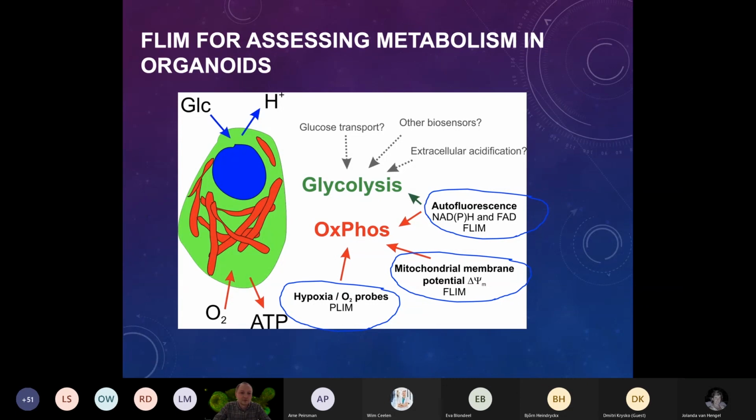And we looked at the other approaches based on FLIM, which can enable you to analyze mitochondrial function and cell metabolism of organoids. We looked at autofluorescence NADH FLIM, and we looked at the hypoxia oxygen probes presented before. There is also another story, which I'm not going to tell you today, but we can also measure mitochondrial polarization in the organoids using FLIM.